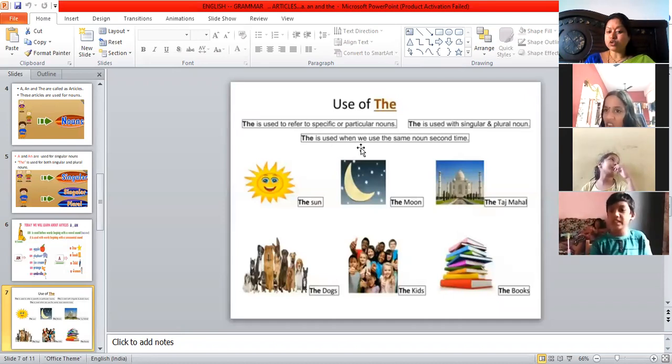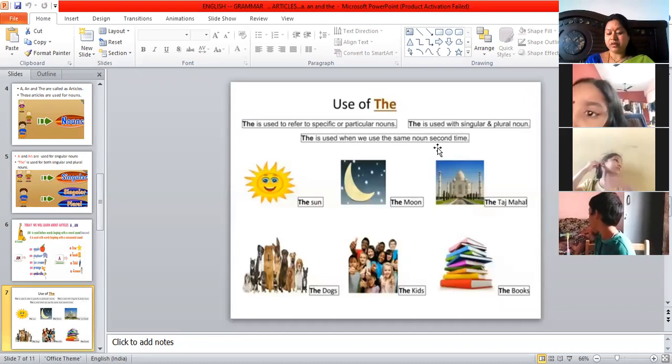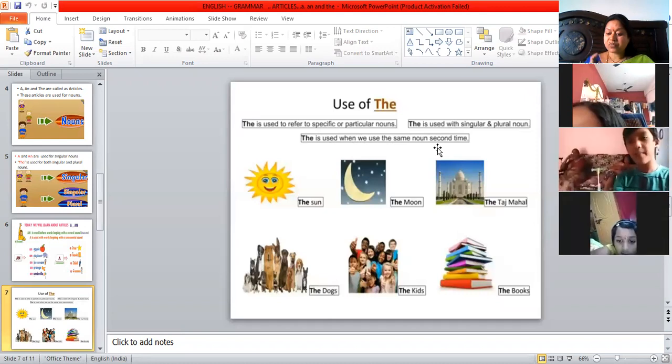Then the is used when we use the same noun a second time. Children, try to understand this. The sun, the dogs, the moon.